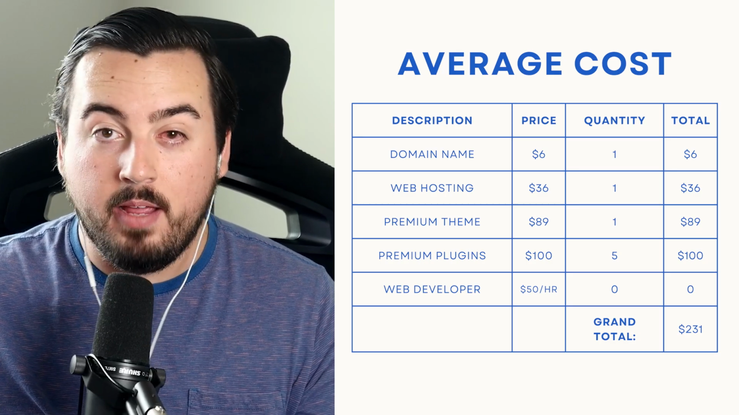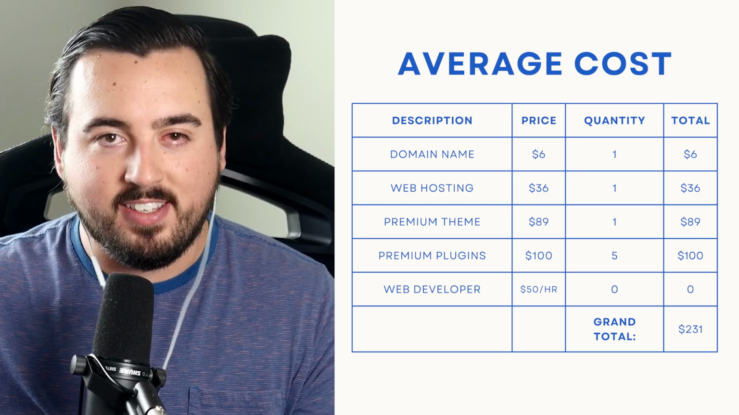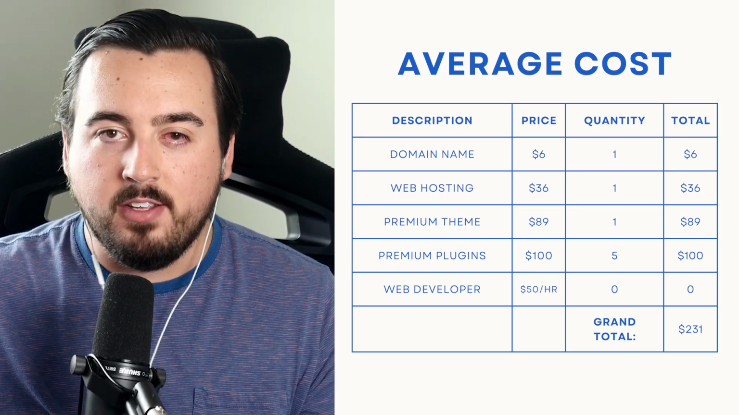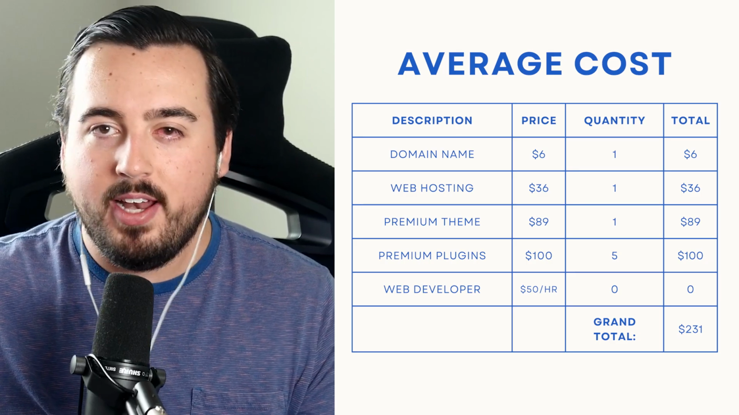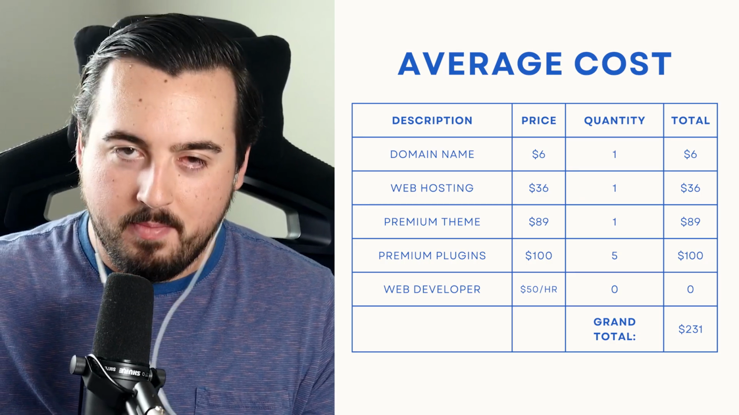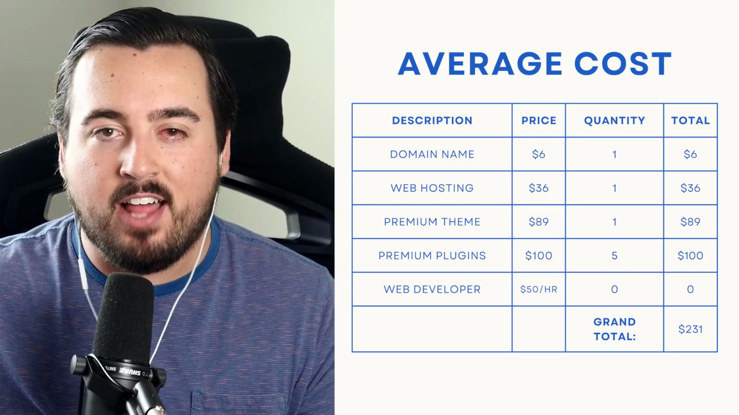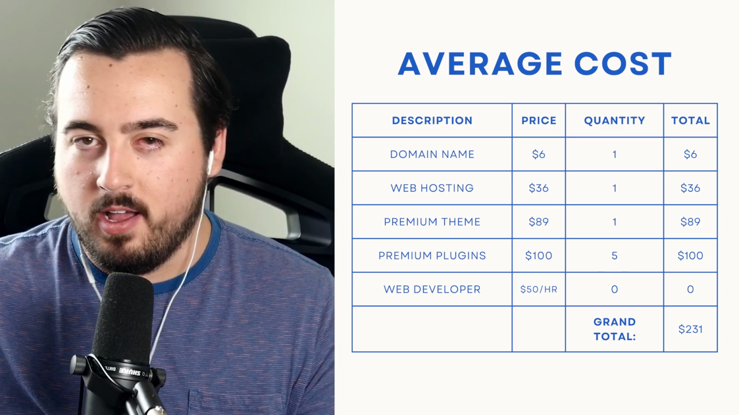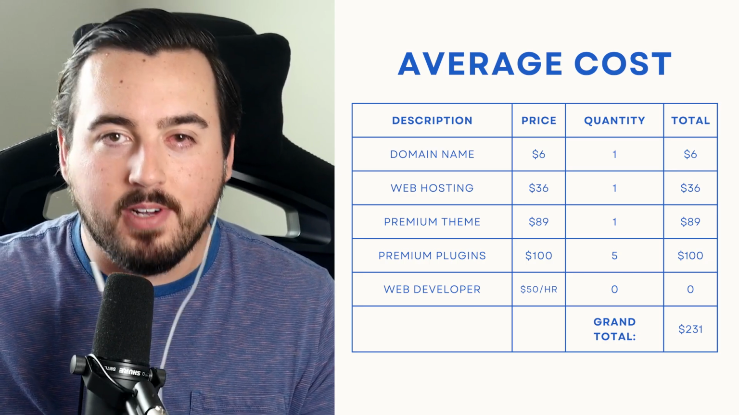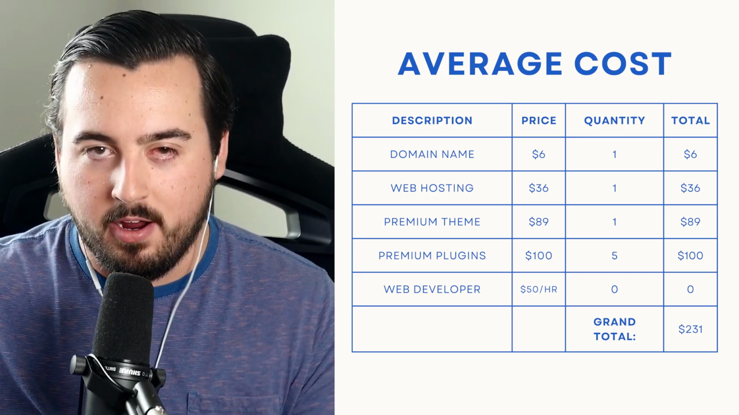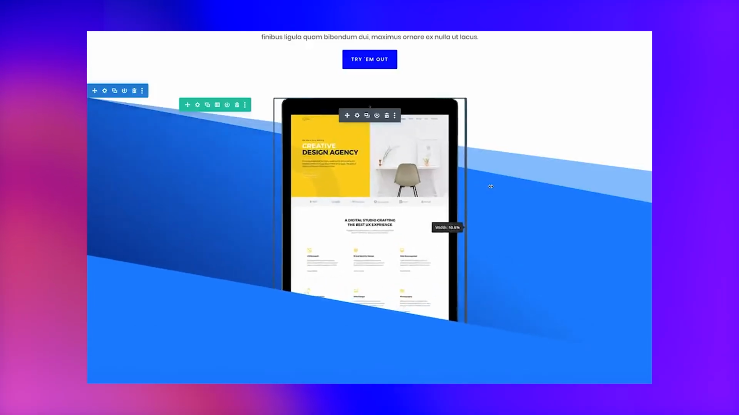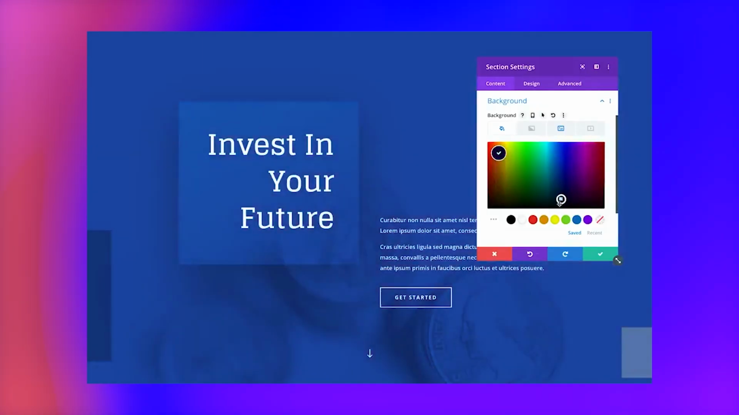It varies greatly based on what add-ons you choose. In this example, we could do a domain name from Namecheap which will cost us $6 for the first year. Web hosting wise, we could go with SiteGround, which is $3 per month for the first year. Premium theme, of course, we're going to go with Divi. That is going to cost us $89 per year. Now, for premium plugins, we could say that'll cost us anywhere between $20 to $200 per year. And of course, if we need it, we would go with a web developer. But again, with the power of Divi, you don't need one.